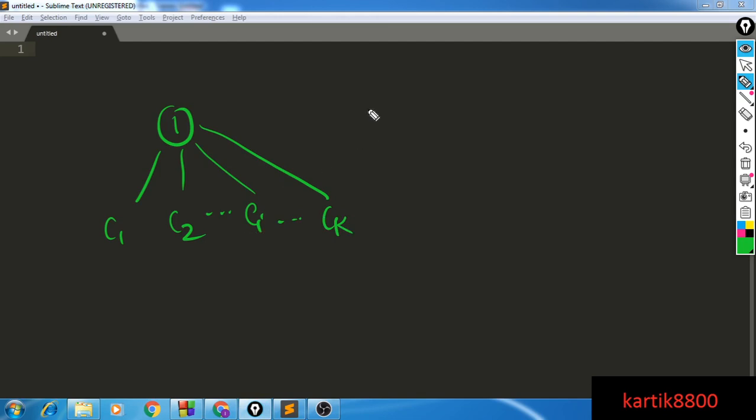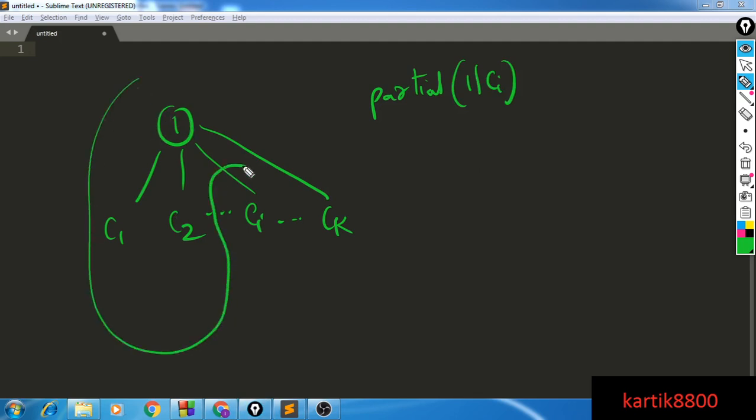So I would like to evaluate the partial answer for node number 1 with respect to Ci. Okay, so this is going to be the sum of the distances of all the nodes from node number 1 to every other node x in the tree, so that x does not belong to the subtree rooted at Ci. This is going to be partial 1 of Ci.